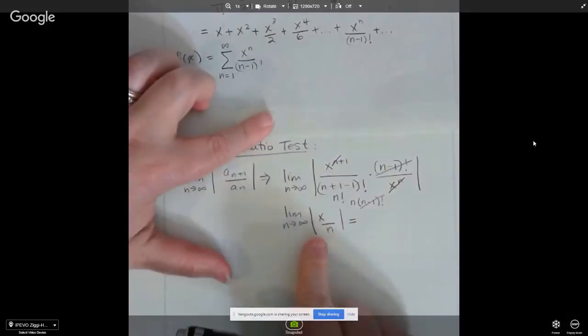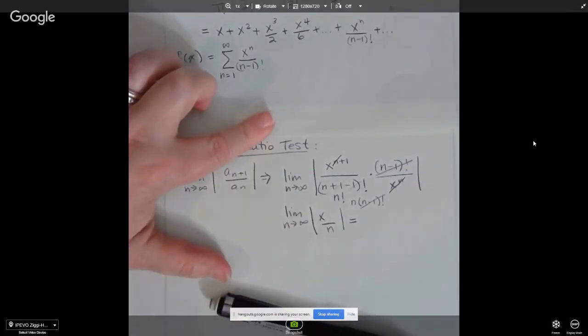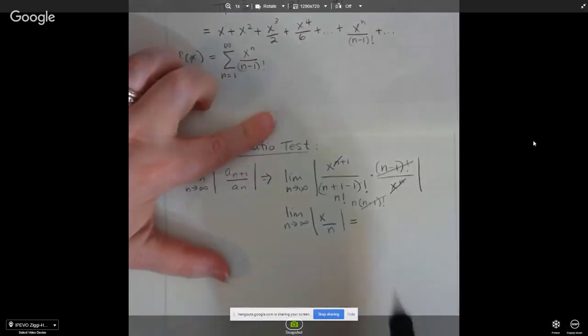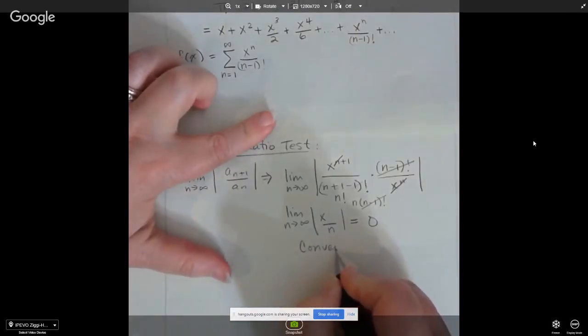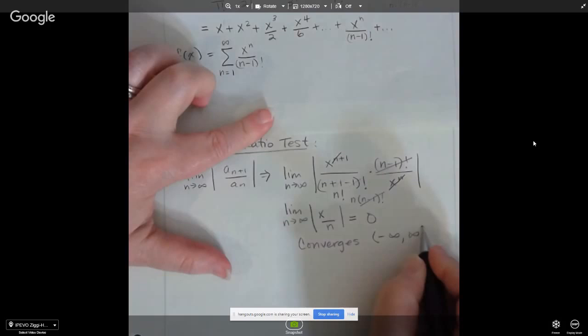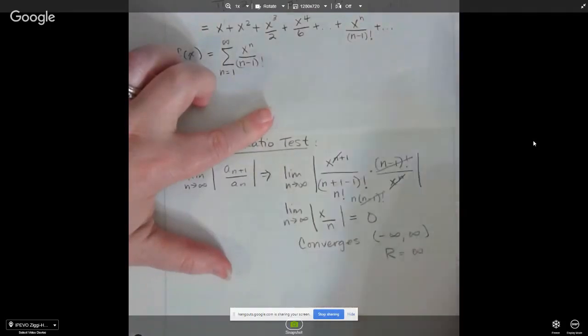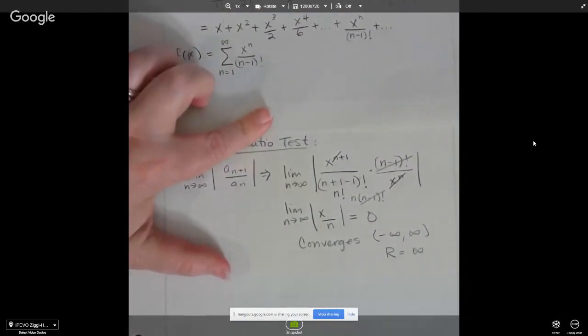And remember, when you take this limit as n goes to infinity, we don't care about the x. It's a constant because we're taking n to infinity, not x. Now, x is not really a constant, but in this limit expression, it is. So what does this go to? 0, which means it converges for all real numbers, from negative infinity to infinity. Its radius of convergence is infinity, so you don't have to check the endpoints here, which is really nice.